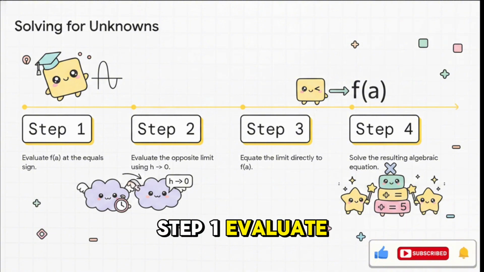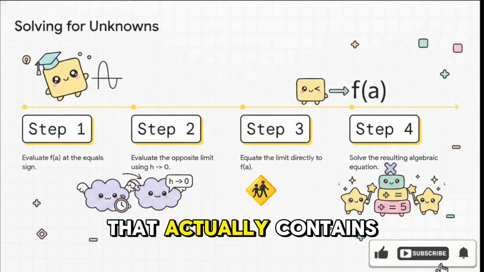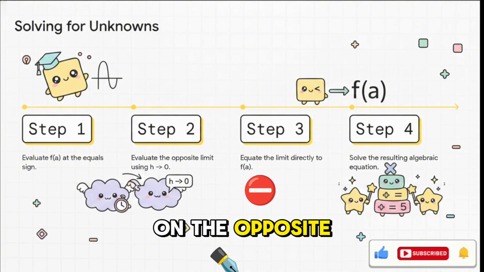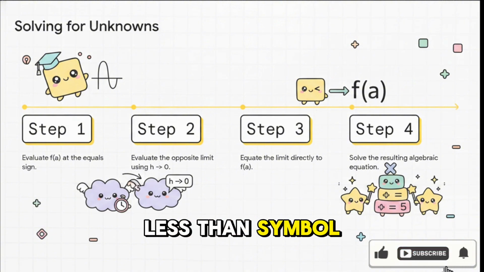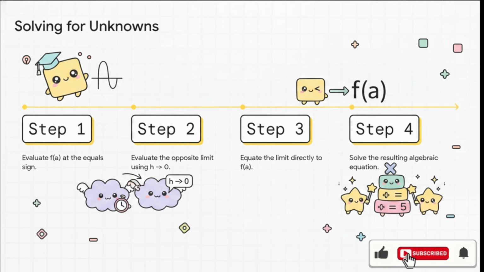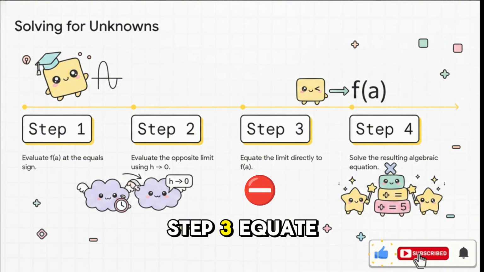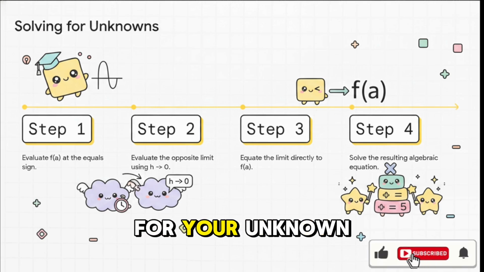Step 1, evaluate the function, f of a, at the specific part of the piecewise equation that actually contains the equals sign. Step 2, and this is to save you major time, evaluate the limit on the opposite side of that equals sign. Like if the equal sign was bundled with the less than symbol, you only need to calculate the right-hand limit using your h approaches 0 method. Seriously, don't waste time doing both if you don't have to. Step 3, equate that newly found limit directly to your f of a value. And step 4, just solve the resulting algebraic equation for your unknown variable.